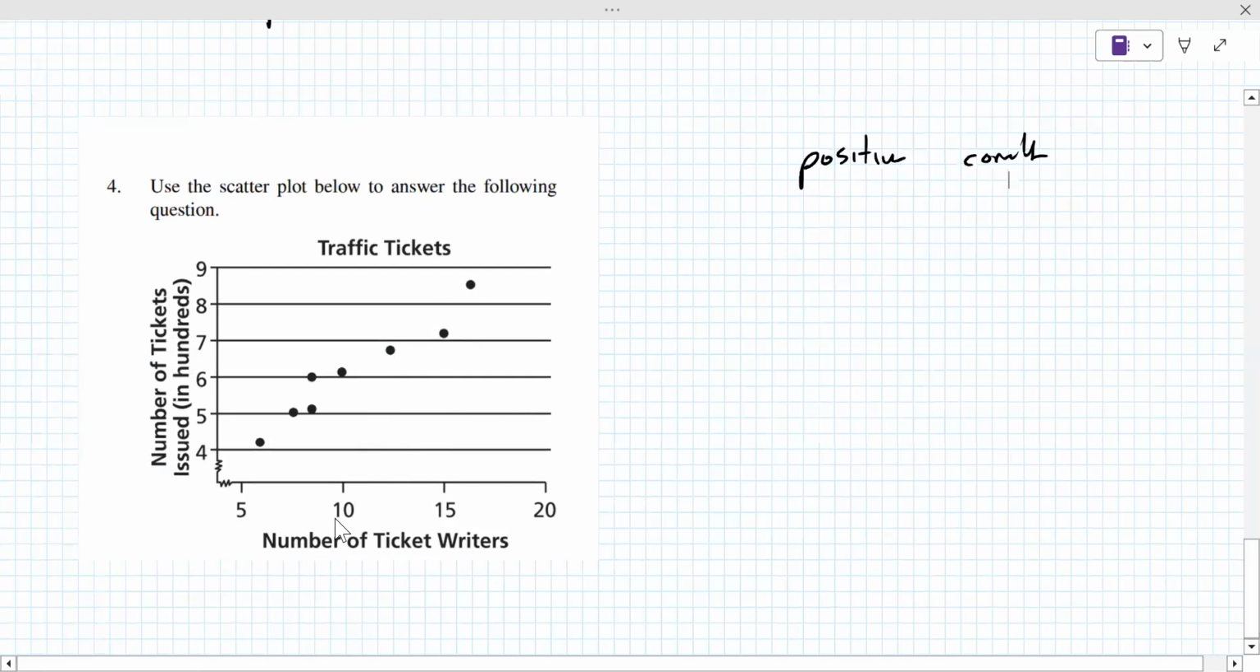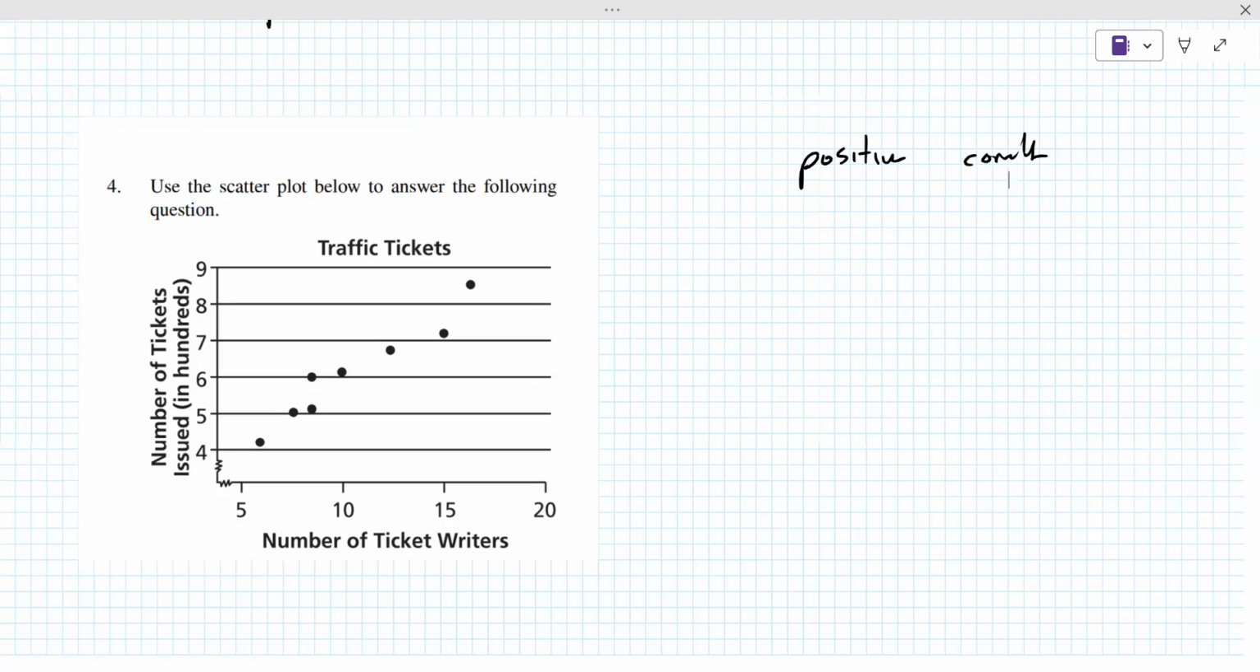And I want you to put a sentence together that talks about the number of ticket writers and the number of tickets. If they're positively correlated, I'm looking for something that says as blank, as one of these variables increases or decreases, then the other variable increases or decreases. So as the number of ticket writers increases, the number of tickets issued increases.